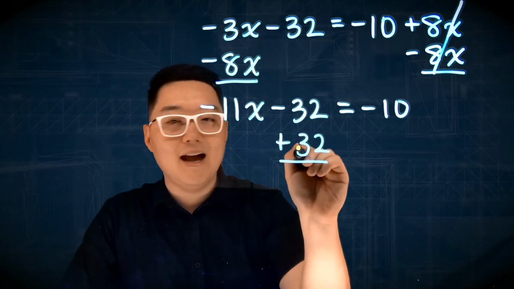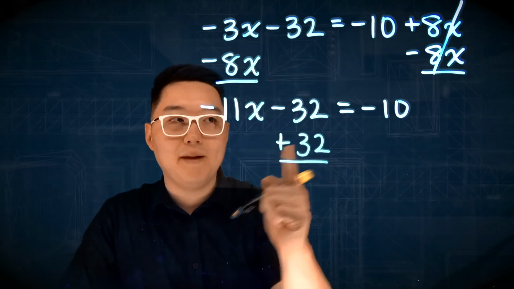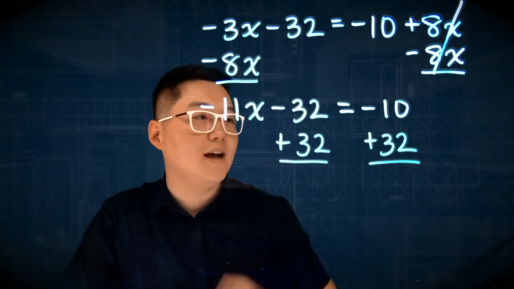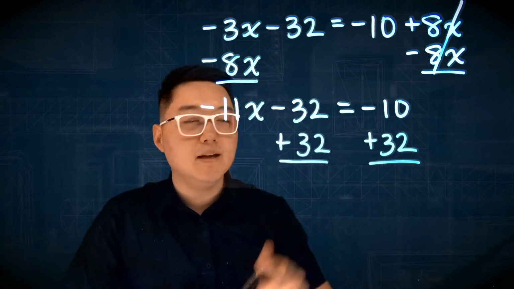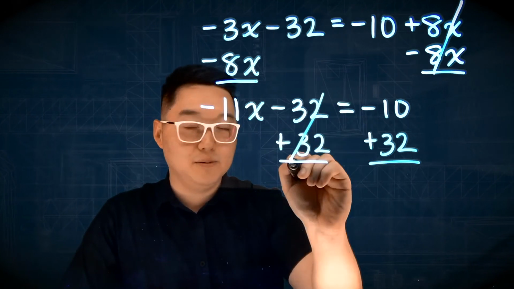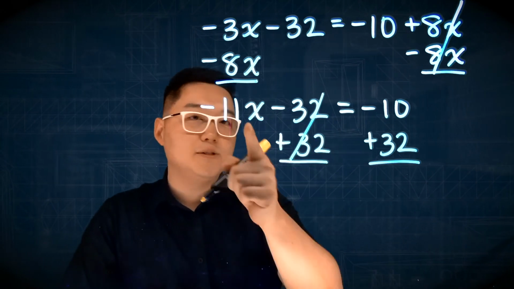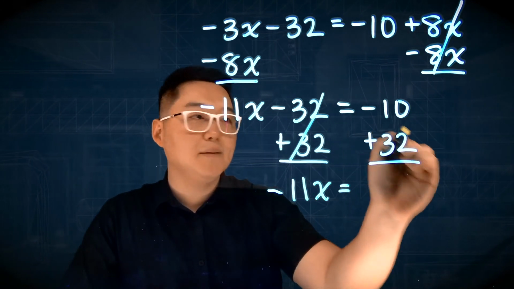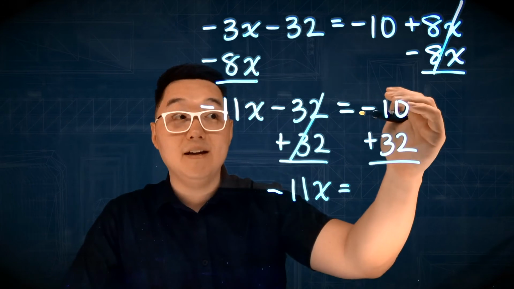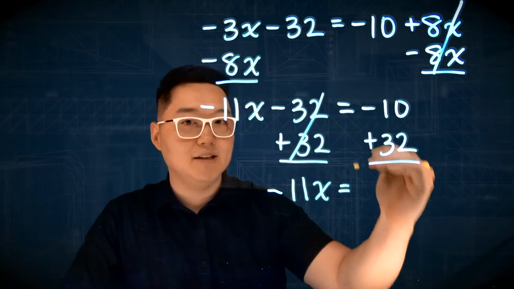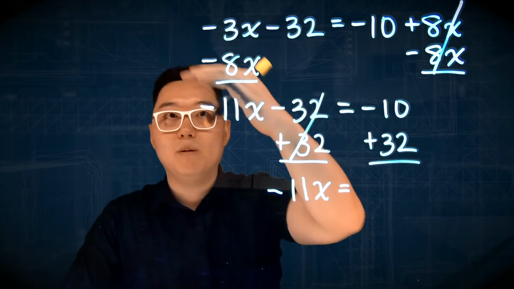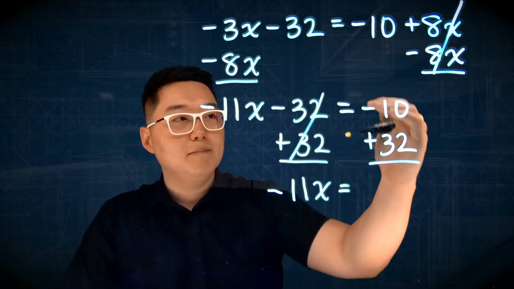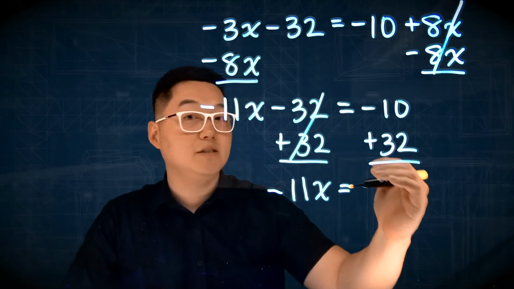Now I can't just add 32 to the left side. I have to respect the equal sign by adding 32 to the other side of the equal sign. Negative 32 and a positive 32 goes away. That just becomes 0. So we have negative 11x equals negative 10 plus 32. Now here, negatives and positives cancel. It's not like this example right here where they're both negatives. When they're both negatives, they just combine. But here I have a negative 10 combined with positive 32.